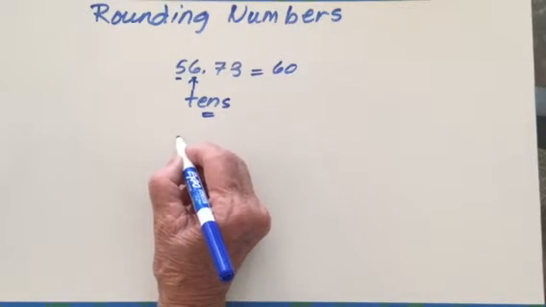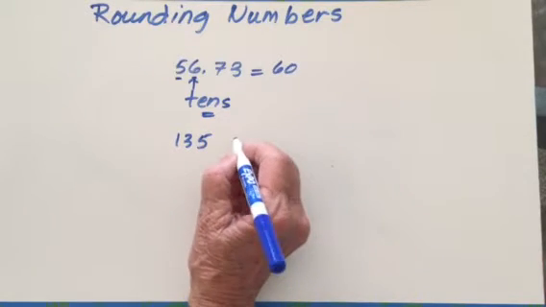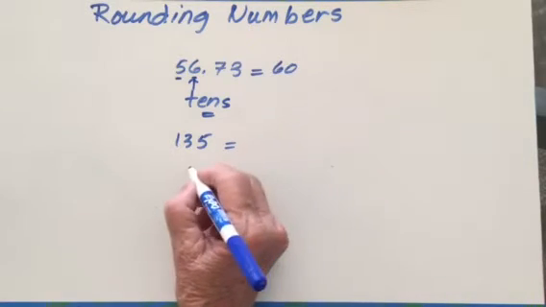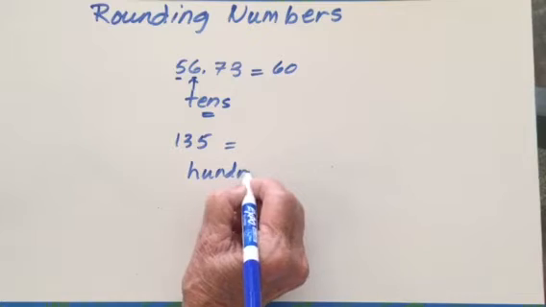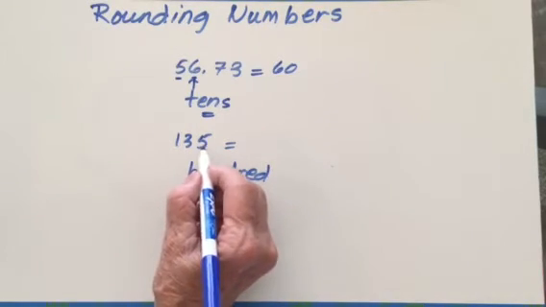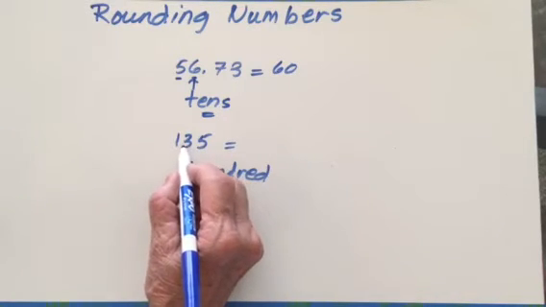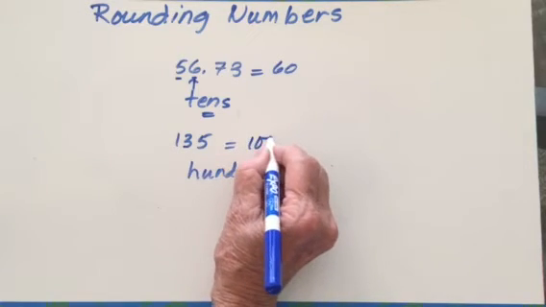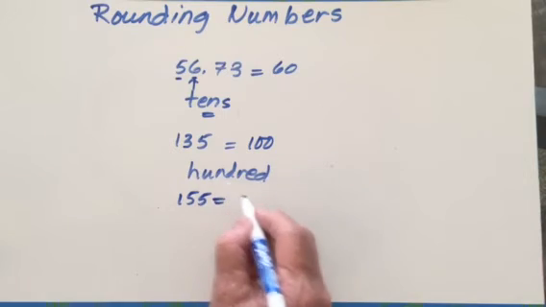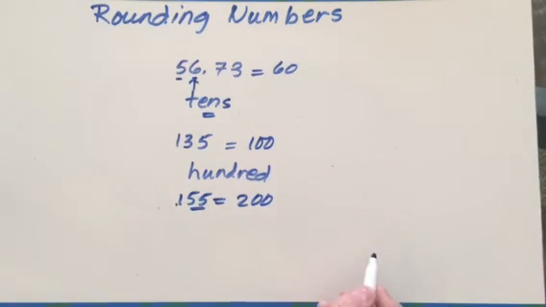Same thing if I had 135, and I ask you to round this off to the nearest hundred. Well, it's 35. So this is less than 50, right? So it would be just 100. If I had 155 and I asked you to round it off to the nearest 100, then it would be 200, because the 55 makes that go up to a 2.